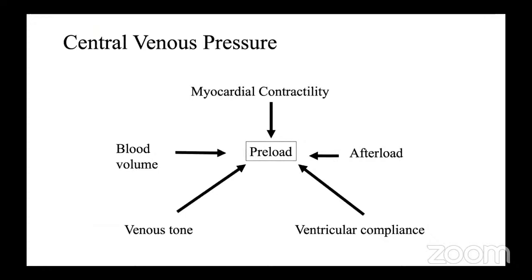Coming to probably the most commonly used parameter for volume status assessment, that is central venous pressure. Now, central venous pressure is supposed to refer to what is called the preload of the left heart. So it is going to be affected by myocardial contractility, volume of the blood, the afterload of the left ventricle, the venous tone and ventricular compliance.